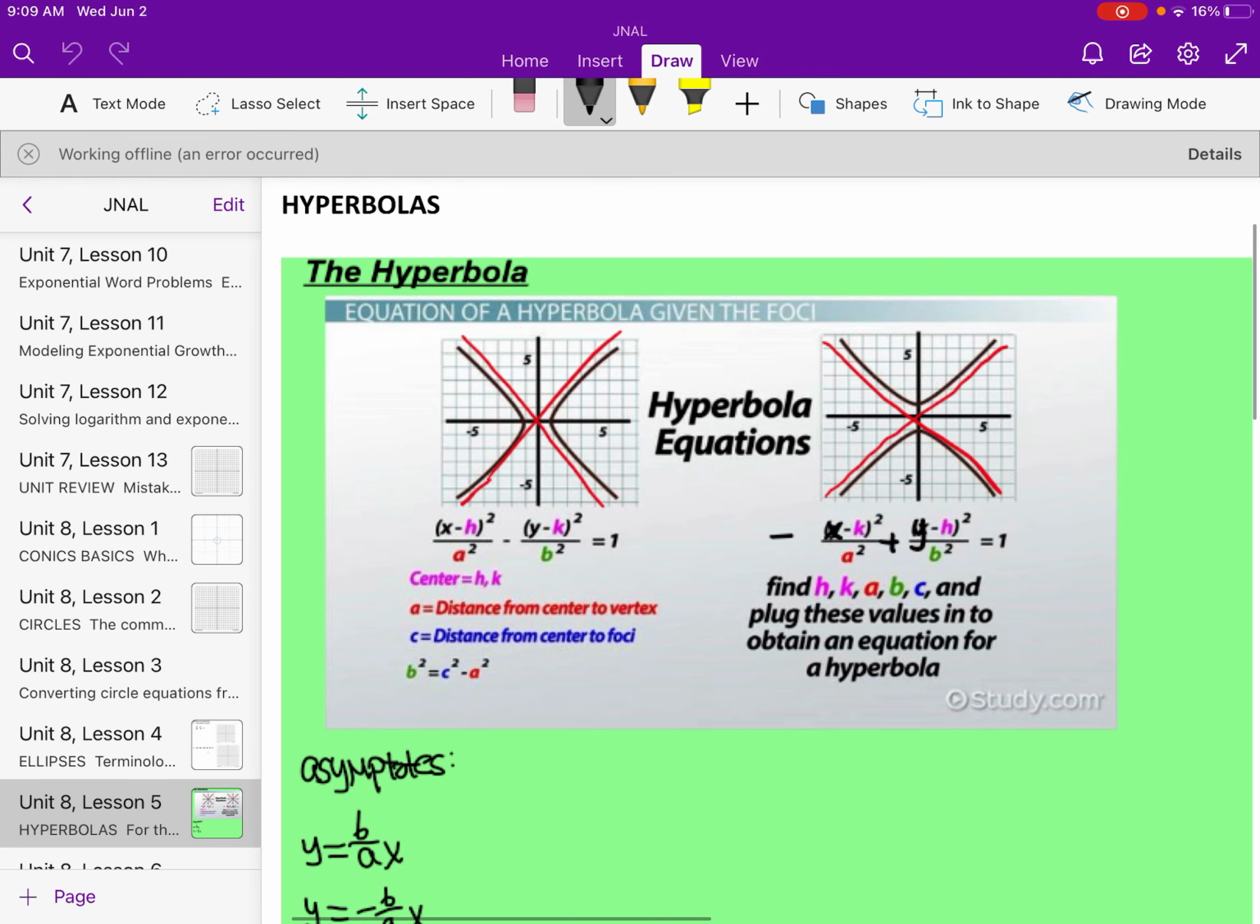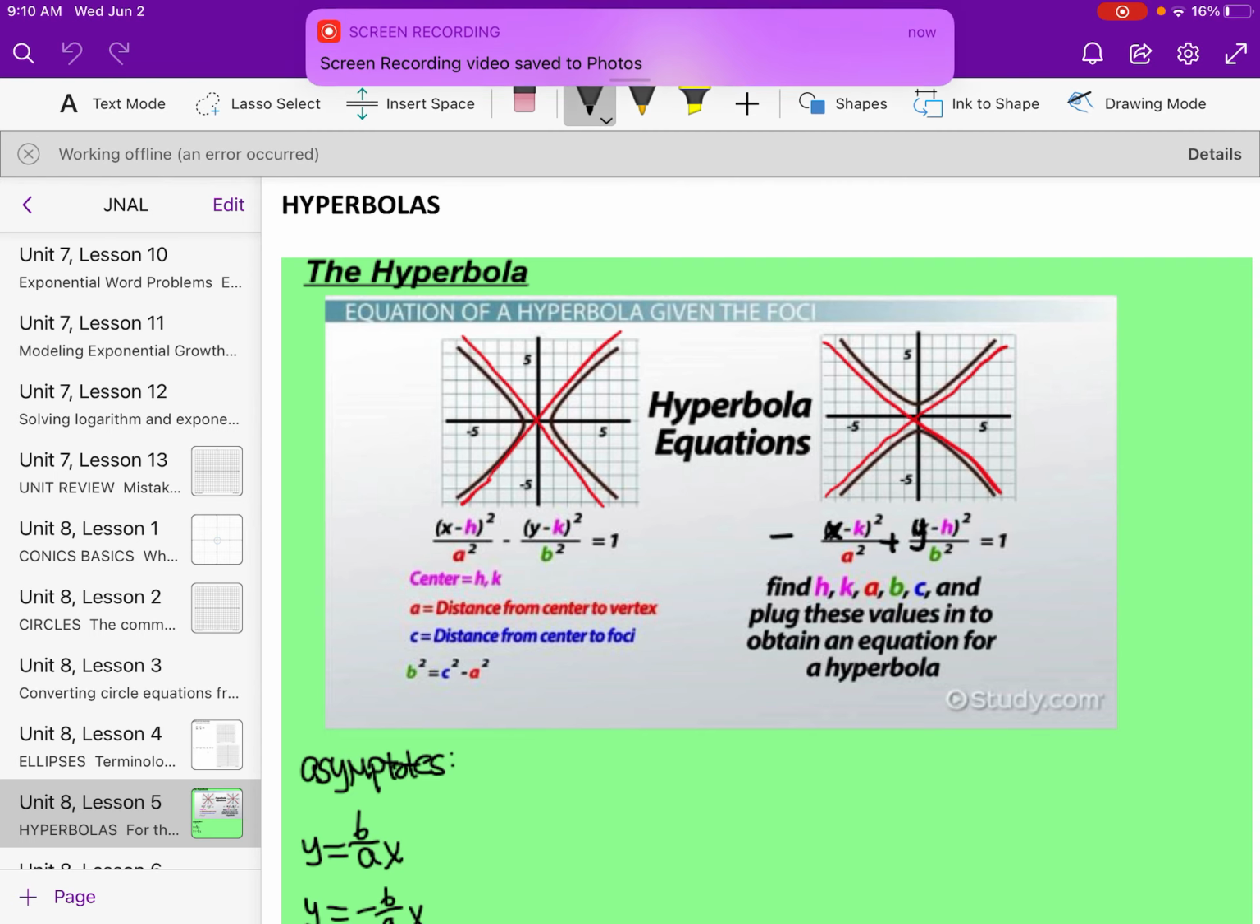So, we have four conics, and remember, they were circle, ellipse, hyperbola, parabola. We're not going to actually go over parabola, because that's exactly what quadratics is, so that was Unit 3, we already learned that. So that's why I'm not saying that on this one.